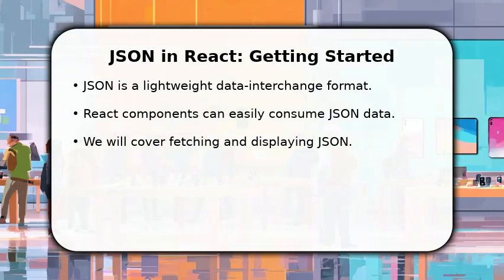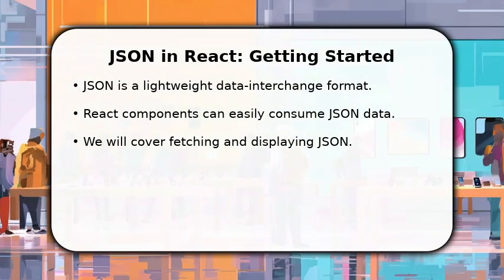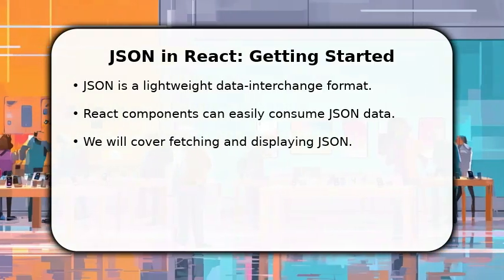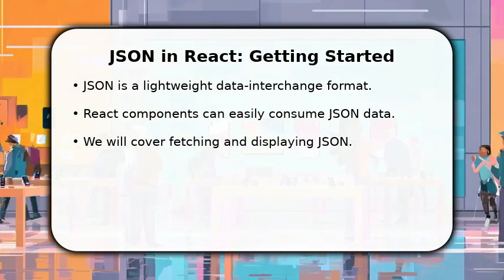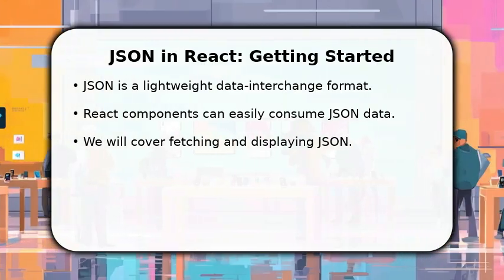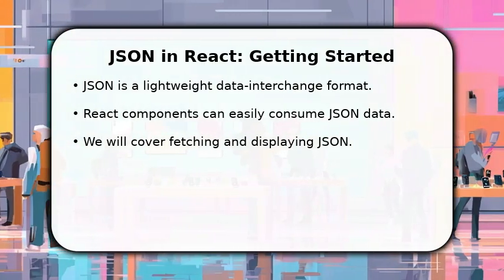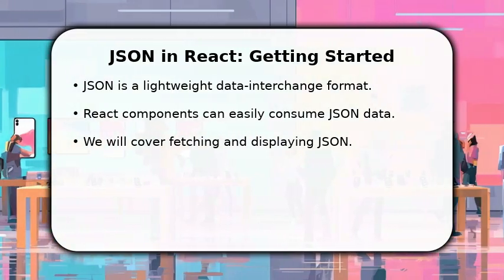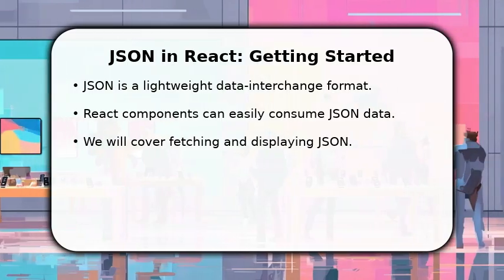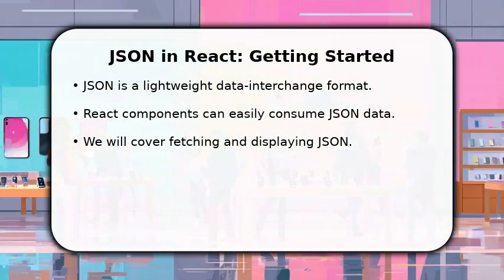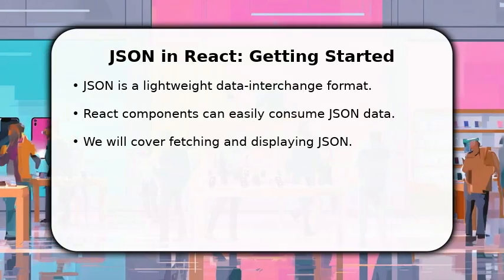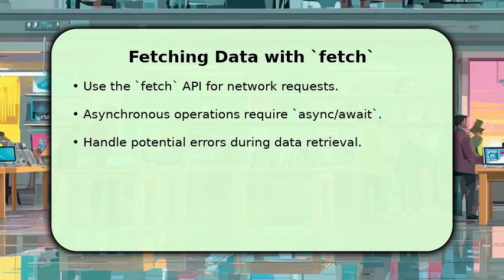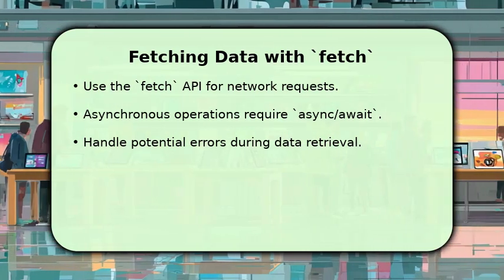In this video, I will explain how to use JSON data in React.js. First, understand that JSON, or JavaScript Object Notation, is a simple, human-readable format for sending and receiving data. React applications frequently interact with APIs that return data in this format. We will cover the essential steps from fetching this data to effectively displaying it within your React components, making your applications dynamic and data-driven.